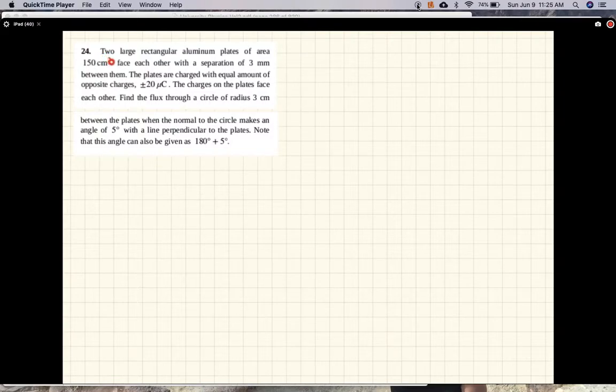So this problem says two large rectangular aluminum plates of area 150 centimeters square face each other with a separation of 3 millimeters between them. The plates are charged with equal amounts of opposite charge, plus or minus 20 microcoulombs. The charges on the plates face each other. Find the flux through a circle of radius 3 centimeters between the plates when the normal to the circle makes an angle of 5 degrees with the line perpendicular to the plane.